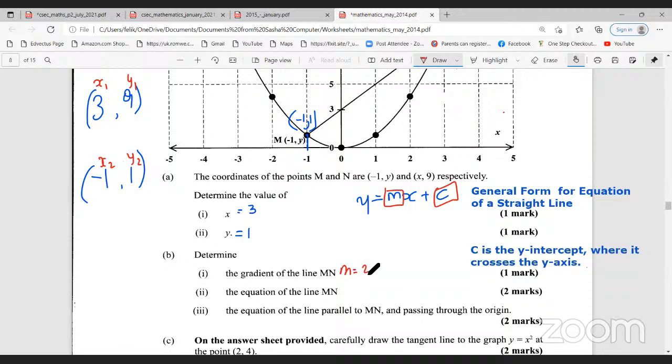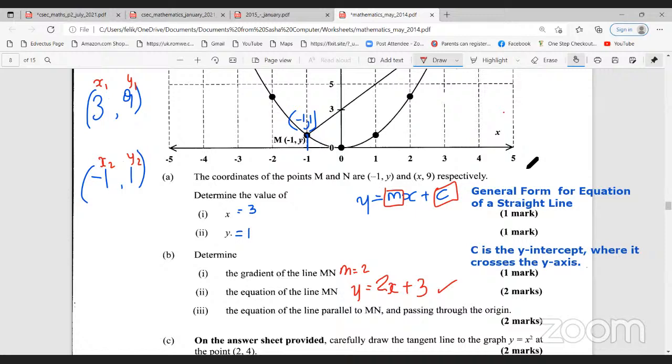The M is 2. So let's write the equation of the straight line MN now. It's going to be y equals, what's the value of M? 2. So you have 2x. And what's the value of C? 3.